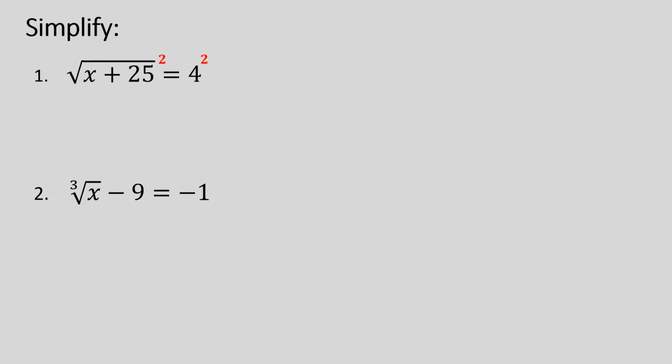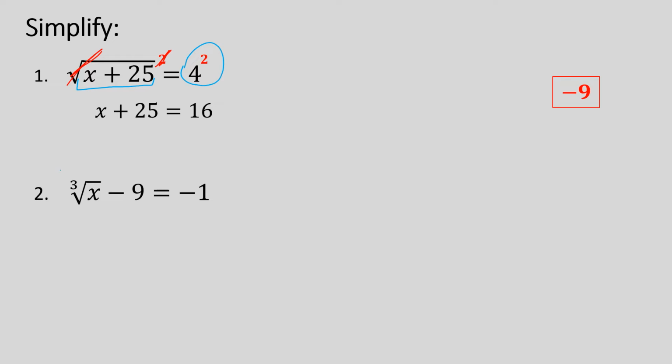So square rooting and squaring are opposites. They would cross each other out. So on the left, whatever's inside that square root is now by itself. And on the right, we have 4 squared, which is 16. At this point, we just subtract 25 from both sides, and we get our answer, -9.